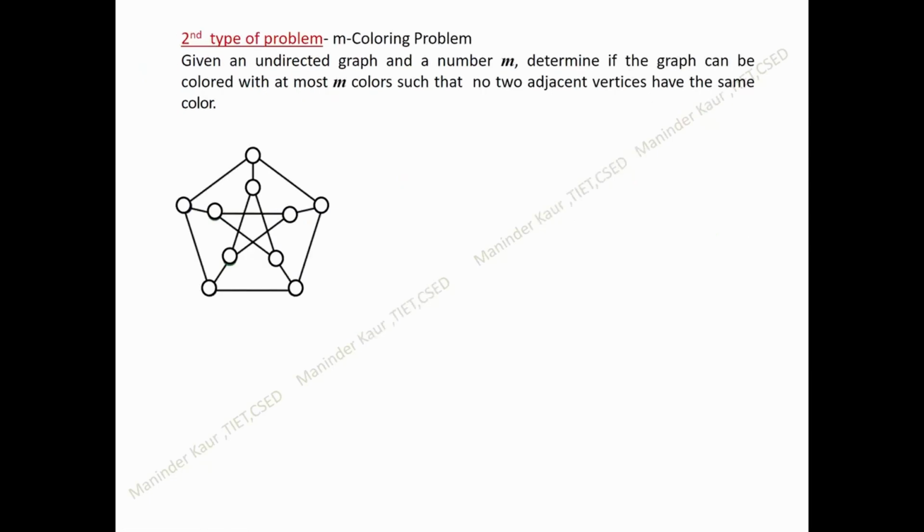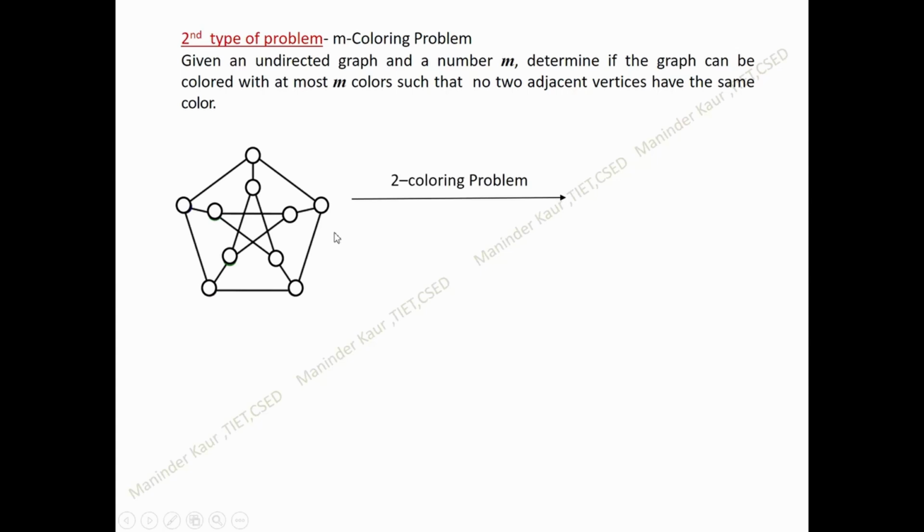Now there is a second type of problem other than the first problem, that is the chromatic number problem. The second type of problem in graph coloring is called the M coloring problem. What this M coloring problem says is that a graph is given to you and some m colors are given. M colors can be 1, 2 or 3. Check whether that graph can be colored with those given m colors.